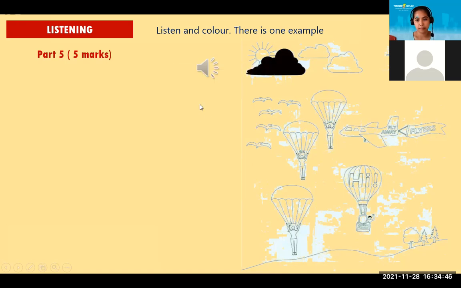Part 5. Listen and look at the picture. There is one example. In the sky, there are some clouds. Can you see them? Yes. Find the biggest cloud and colour it black. OK.